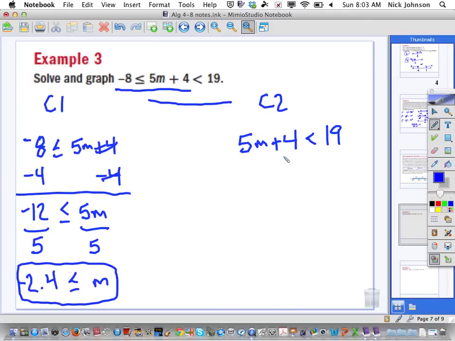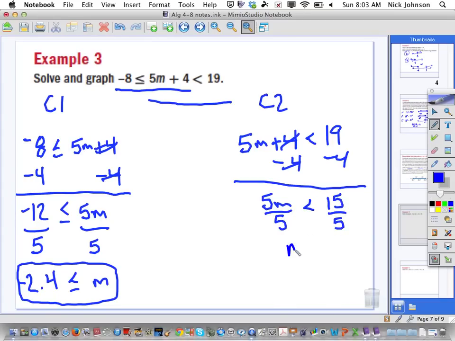Same process, solve for m, subtract 4, subtract 4. Gives me 5m is less than 15. Divide by 5. m is less than 3. Okay, so here's my second answer.